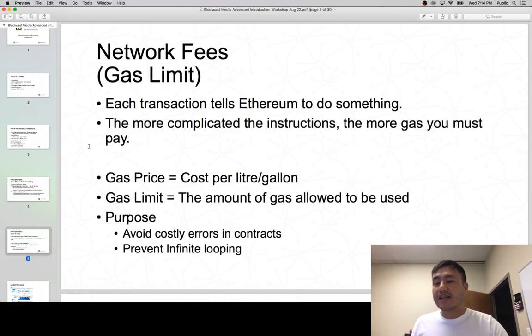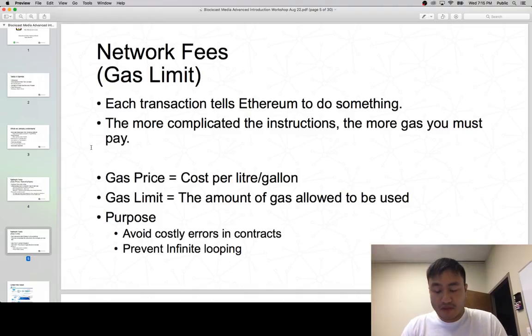So the way to basically figure out how much it'll cost you is what sort of instructions you're going to be telling the Ethereum network to do, and then you multiply that by what kind of gas price you're willing to put in, and that's usually how you figure that out.